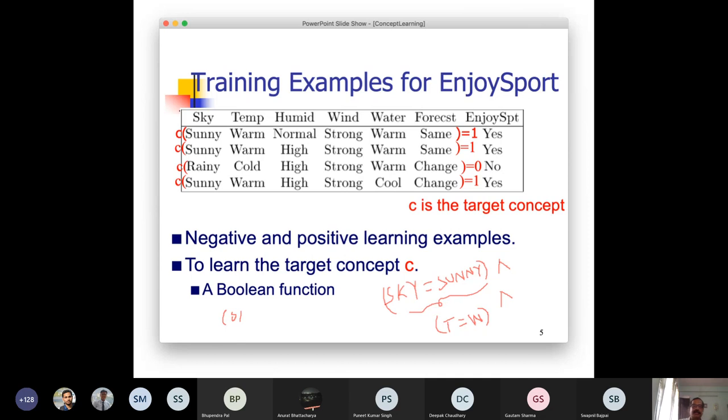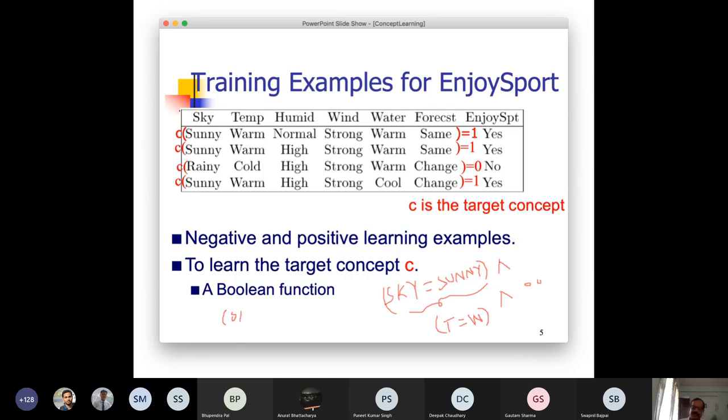Humidity equals normal, and it goes like this. So you have six such conditions. Then you are expressing some fact, which means only when this is true, then this is true. Otherwise, the Boolean function will be false everywhere. Is it clear? So this is also a hypothesis.